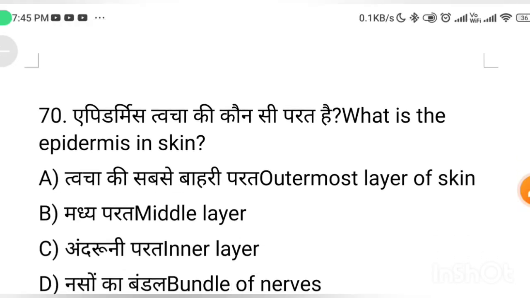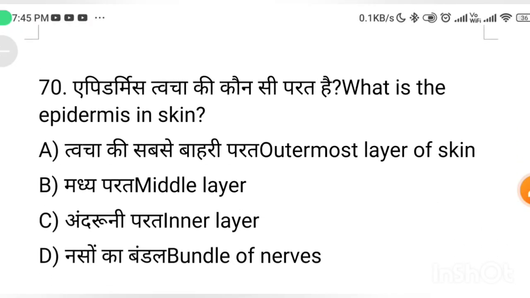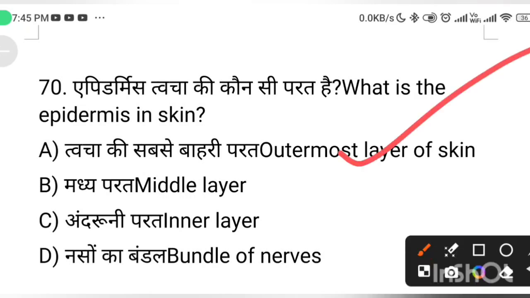Next question. What is the epidermis in skin? Option A, outermost layer of the skin. Option B, middle layer. Option C, inner layer. Option D, bundle of nerves. Correct answer is option A, outermost layer of skin.